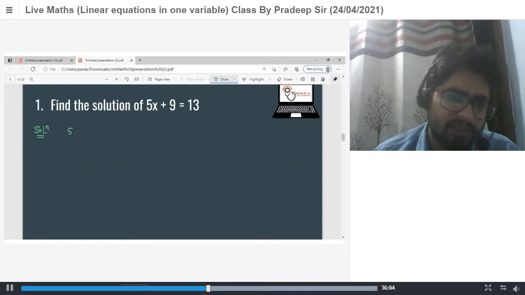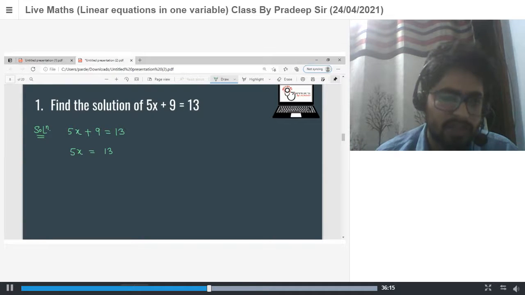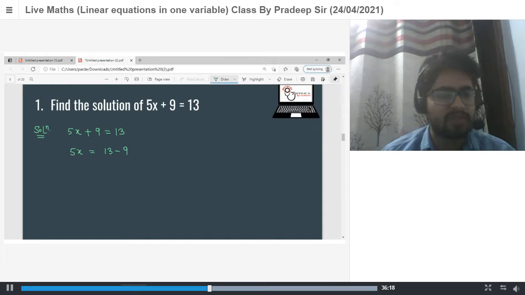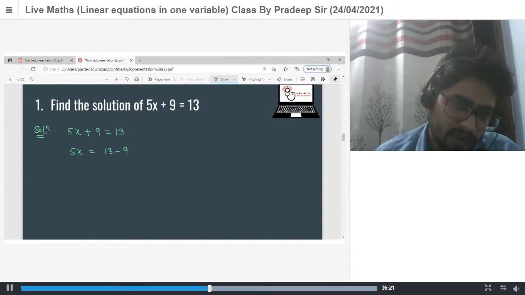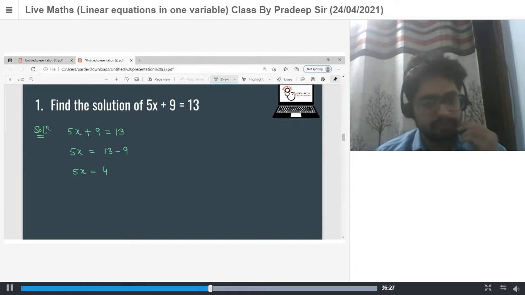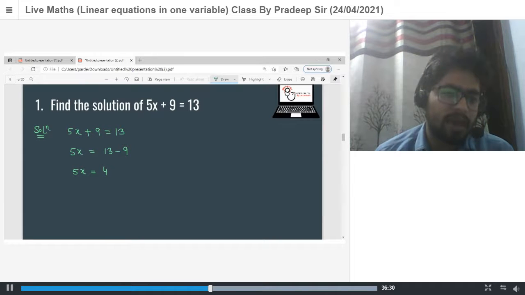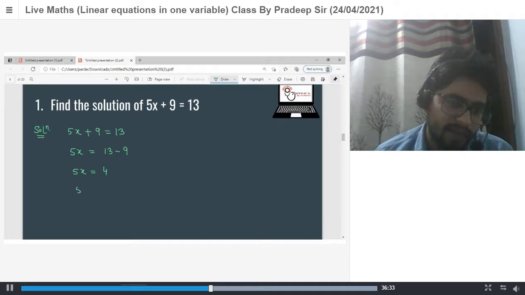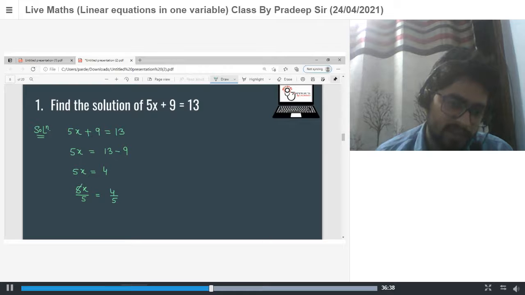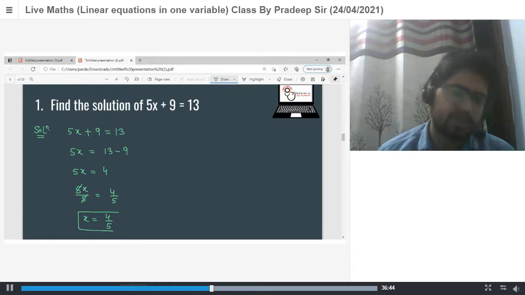So this is 5x plus 9 is equal to 13. Shift the constant term to the right hand side, so this will become 13 minus 9, because during transposition the sign gets changed. So 5x is equal to 4. Now divide both sides by 5, so 5x by 5 is equal to 4 by 5. Now 5x by 5 is x. So x is equal to 4 by 5. This is your solution for the given linear equation.